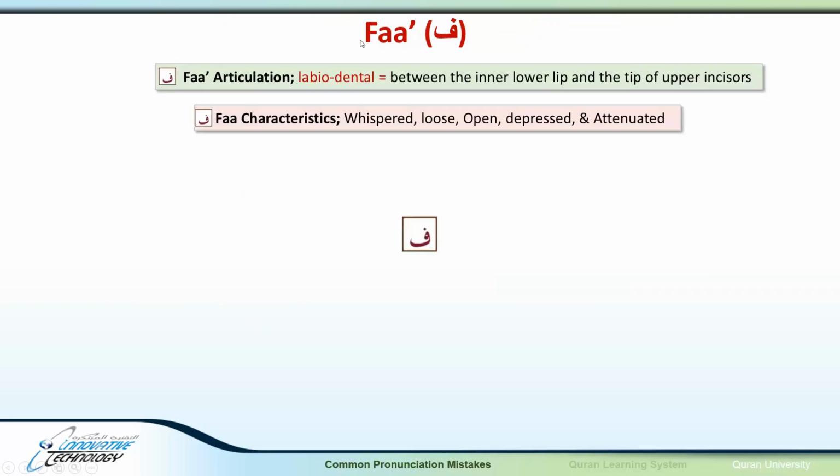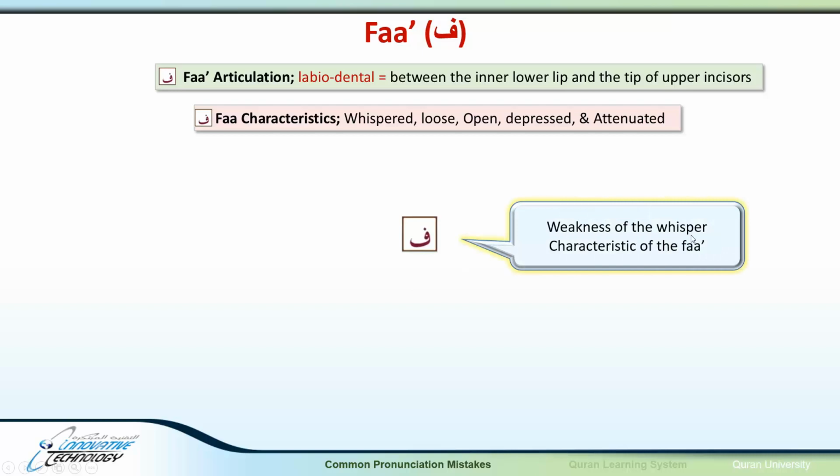And now the common mistakes of the letter fa. The first mistake is weakness of the whisper characteristic of the fa. F has a whisper. And if we reduce that whisper, what happens? Taf'alun. So rather than taf'alun, it becomes as if it is amputated. You have to give it enough whisper characteristic.